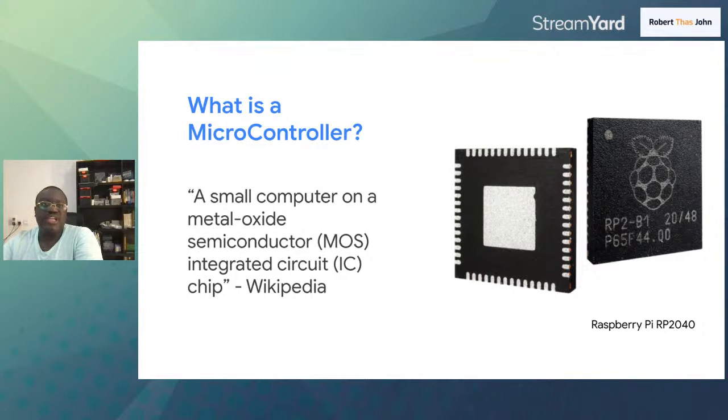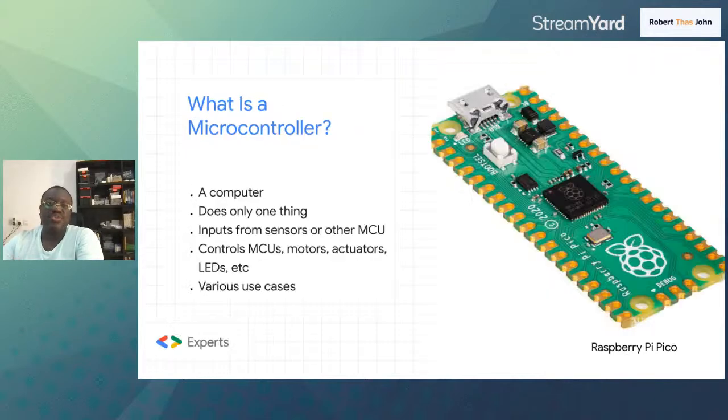A microcontroller, by definition, is a small computer on a metal oxide semiconductor IC. That sounds like a mouthful, but simply put, it's a small computer that is usually meant to do only one thing. So unlike the computer in your phone that can do many things, the microcontroller tends to do only one thing.